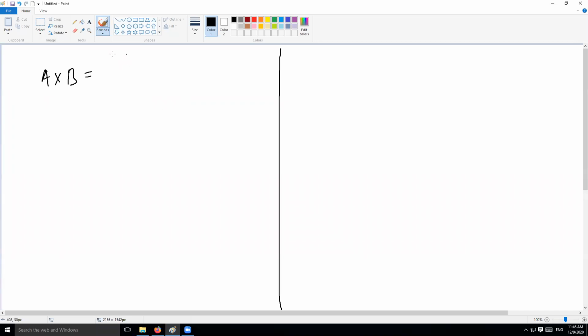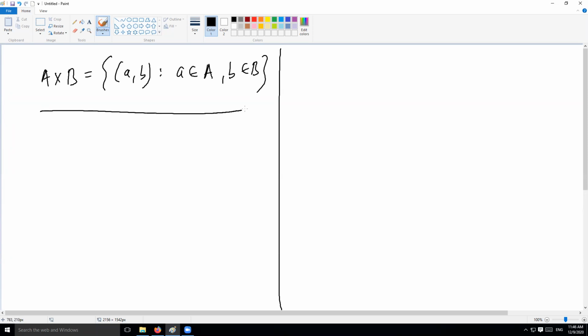Cartesian product, A cross B, is a collection of the ordered pairs (a, b) where a is in A and b is in B. That's really the set builder form of a Cartesian product. If a is in A and b is in B, then the ordered pair (a, b) is in A cross B. And this seems like a very uninteresting thing actually: what is really the Cartesian product?